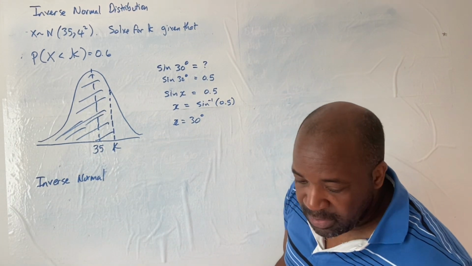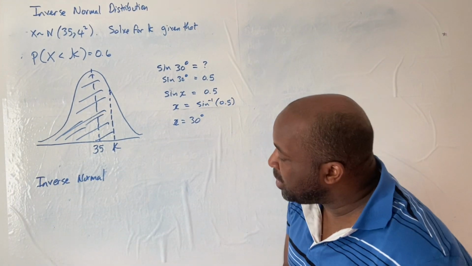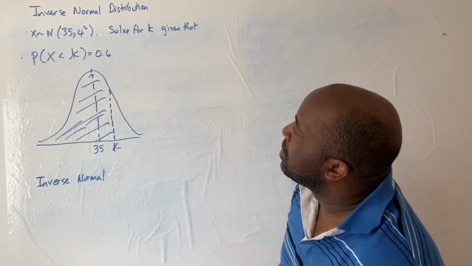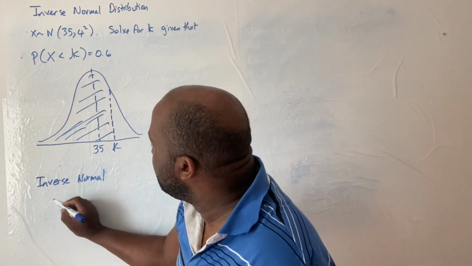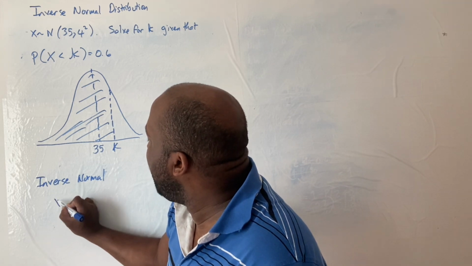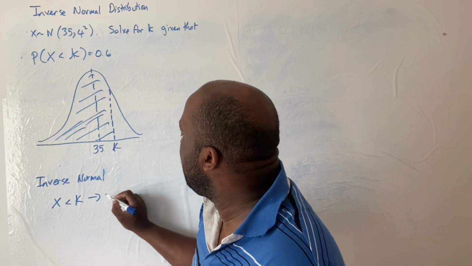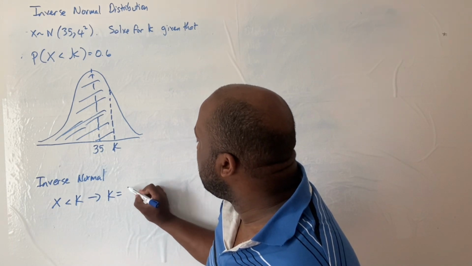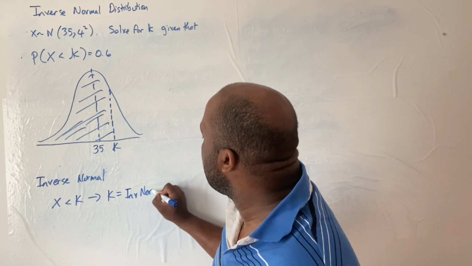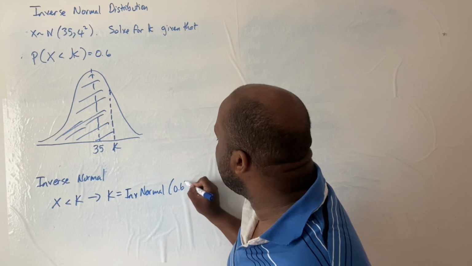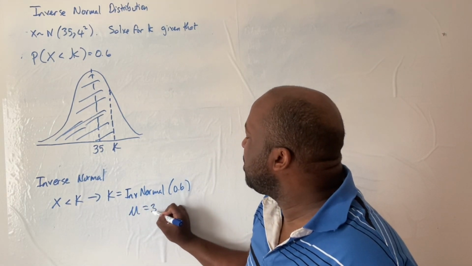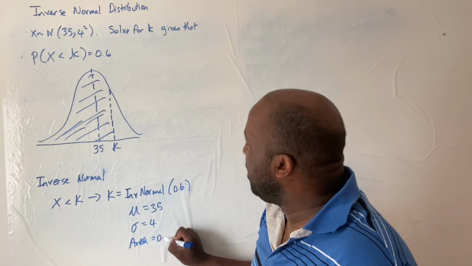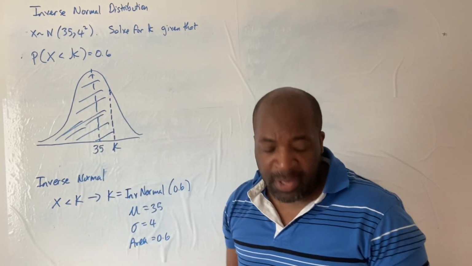So how would we now proceed in order to evaluate this problem? What we would now want to do is we want to do inverse normal. So here, if x is less than k, implies that k is equal to the inverse normal of 0.6, given that mu is 35 and sigma is 4 and the area is equal to 0.6. And this is the area. This only works if the area is leftward facing.